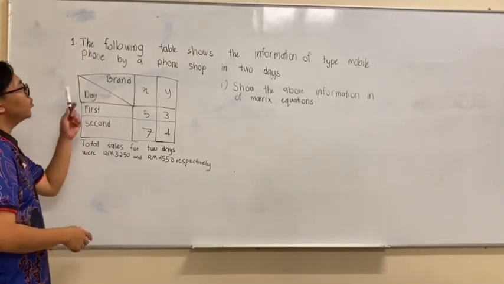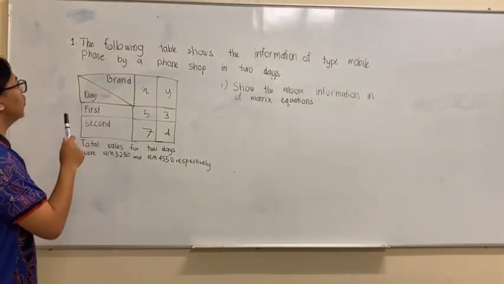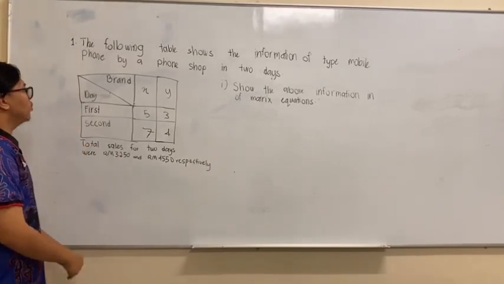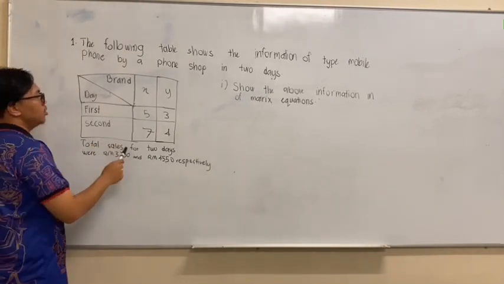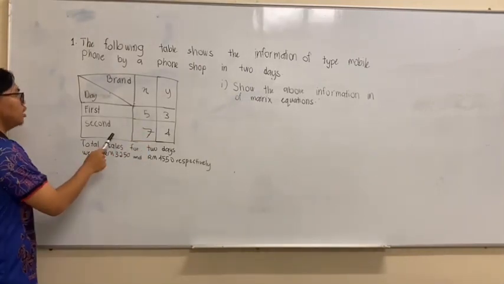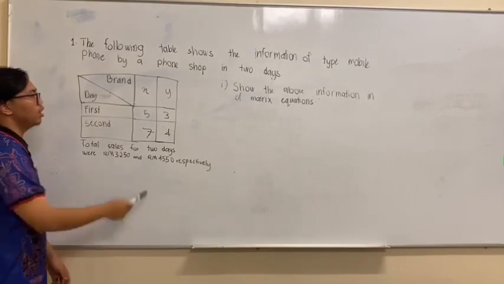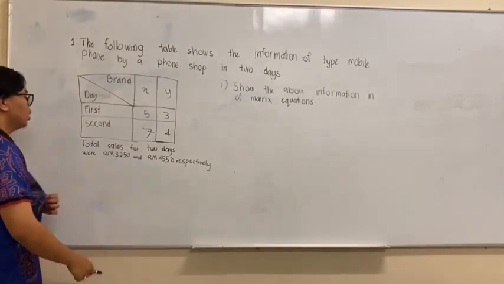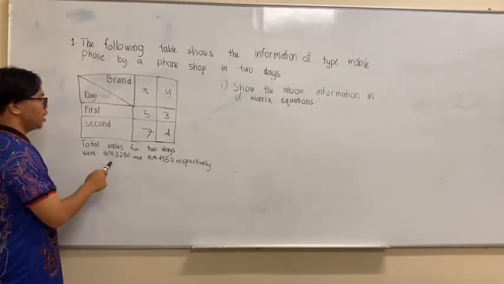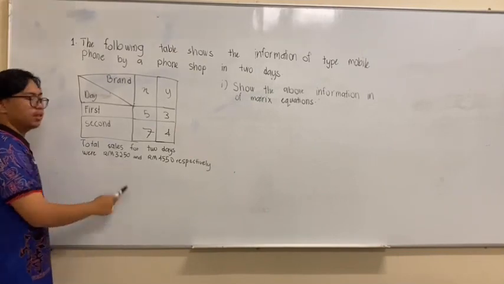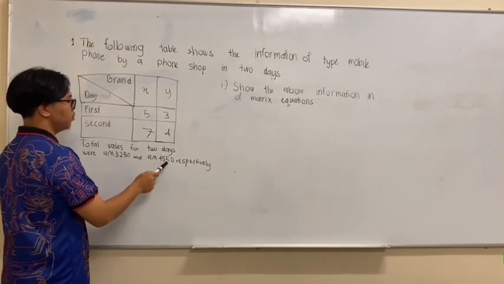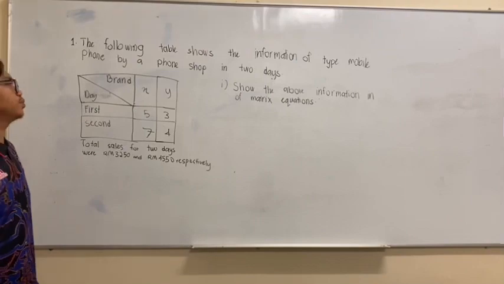The following table shows the information of the types of phones sold by the phone shop. As you can see in the table, on the first day, brand X sold 5 units and brand Y sold 3 units. On the second day, brand X sold 7 units and brand Y sold 4 units. The total sales for the two days: the first day got 3,250 ringgit, and the second day got 4,450 ringgit.